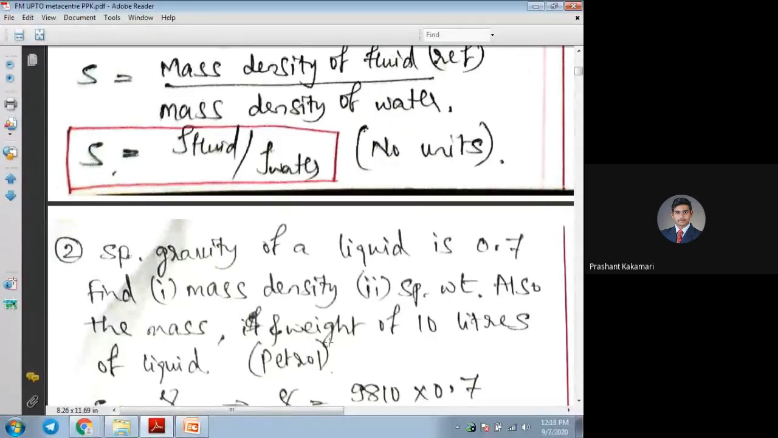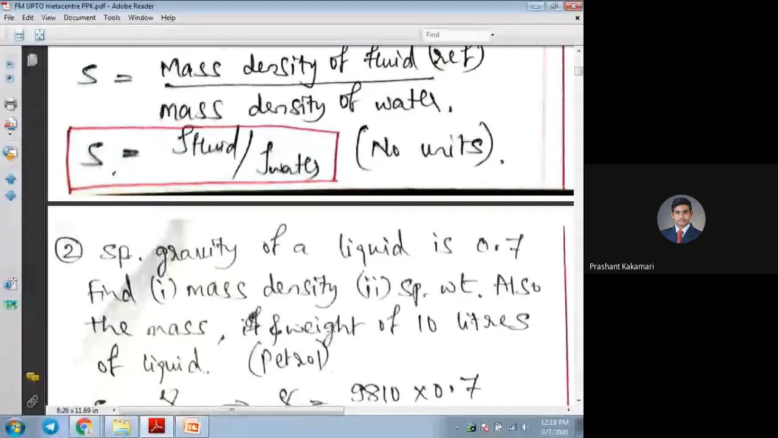So here the specific gravity of a liquid is given as 0.7. Means the S value is given, as shown in the above formula. If the S value is given, just without questions, see the relation above. Mass density of the water is also known to us. So what is the mass density of the water? 1000 kg per meter cube. Everyone knows it. That I can substitute. I know the S value as 0.7. Without asking questions, I can find out the mass density of the fluid.